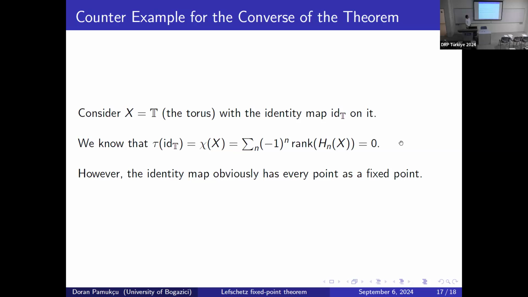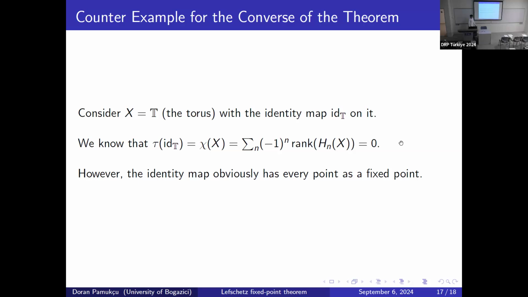I'm going to quickly talk about the converse of the theorem. The converse is false, and here's a quick counterexample. We take our space X as a torus and take the identity map on it. Since we are talking about the identity map, the Lefschetz number is equal to the Euler characteristic of the space, which is defined like this.